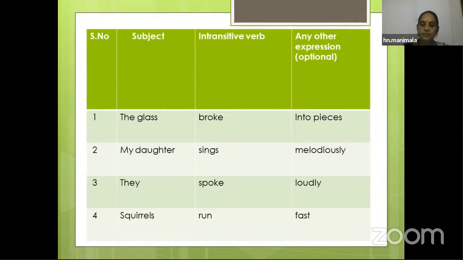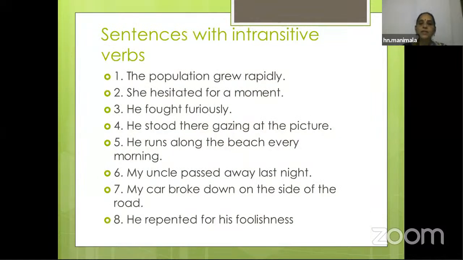Now next, I have given a few more examples of sentences with intransitive verbs. The population grew rapidly. She hesitated for a moment. He fought furiously. See here in all these examples, you can notice that there is no object. The population is the subject, grew is the verb. Rapidly is not the object. It is an adverb we have used, but it is not the object there.